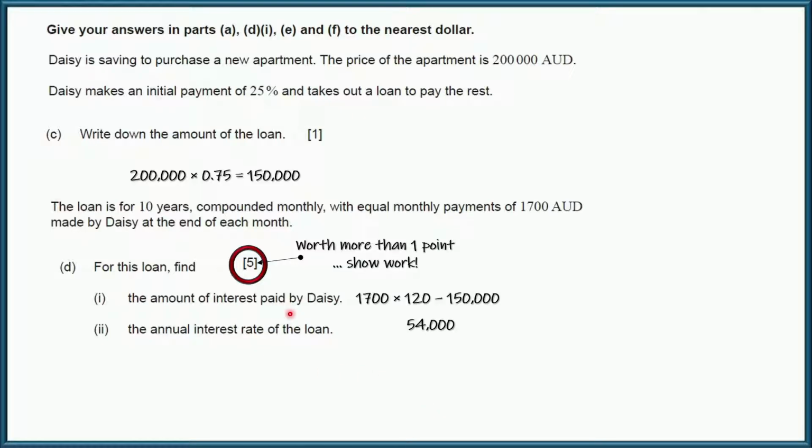Well, what you're going to do is figure out how much money she actually spent. So we know that she had spent this much on payments. She made 120 payments at $1,700, and she really only borrowed that much money. So then she ended up paying $54,000 in interest, right? The reason we know that is this is how much she paid every month. She paid for that many months, and that paid back the principal plus the interest. So if we subtract the principal, all that's left is the interest. All right.